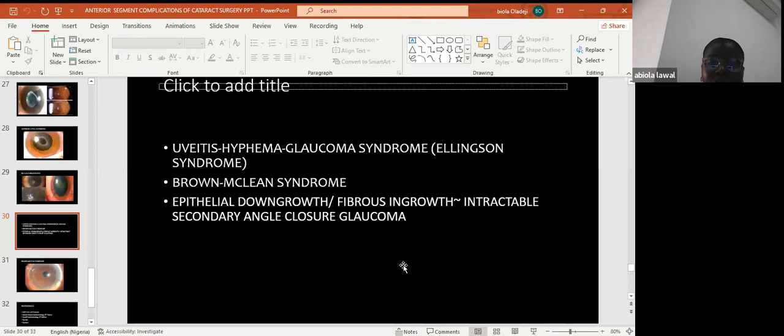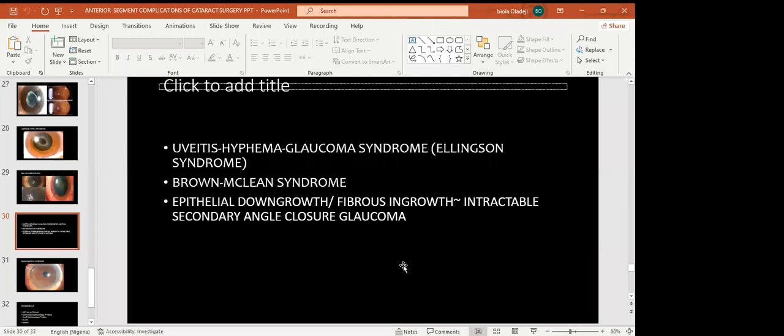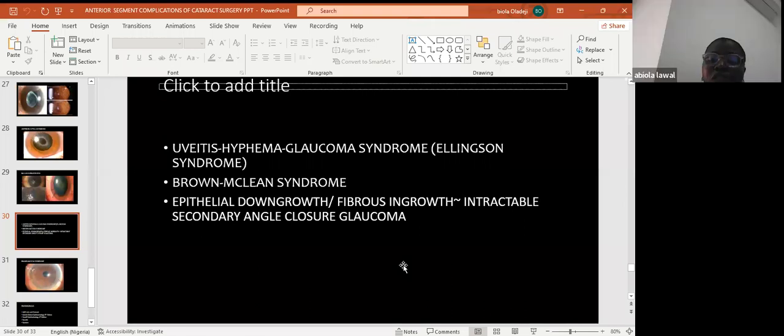Okay, this is the last part. Uveitis-glaucoma-hyphema syndrome, and the Brown-McLean syndrome, are rare complications. The uveitis-glaucoma-hyphema syndrome is a chronic complication and is usually associated with anterior chamber intraocular lens placement. It can lead to corneal decompensation, and eventually there may be a need to explant the lens to save or salvage the cornea.